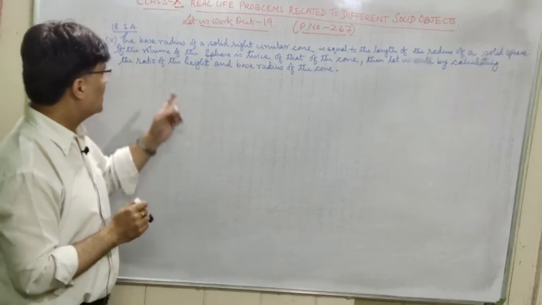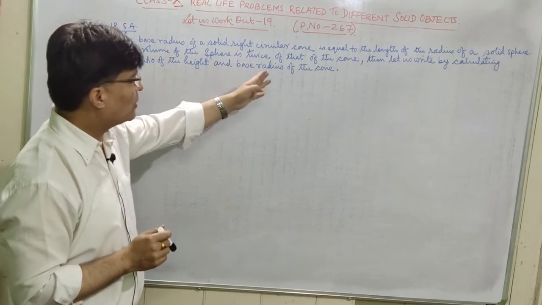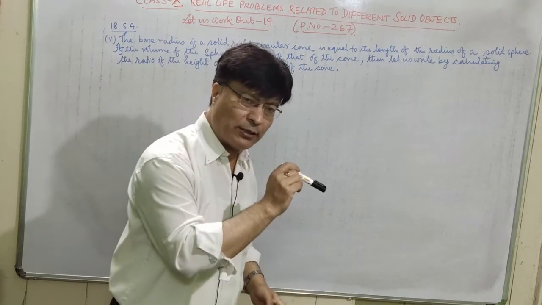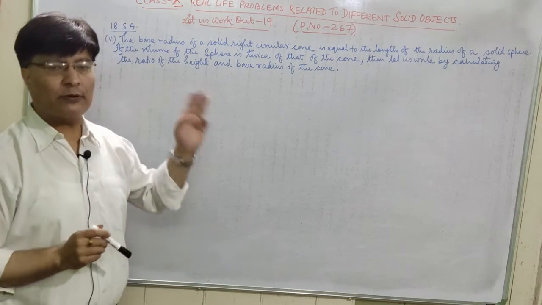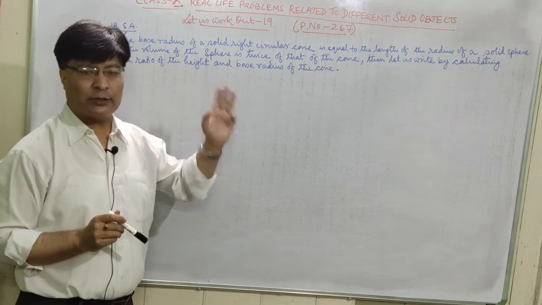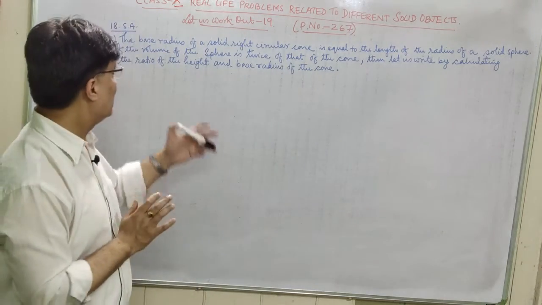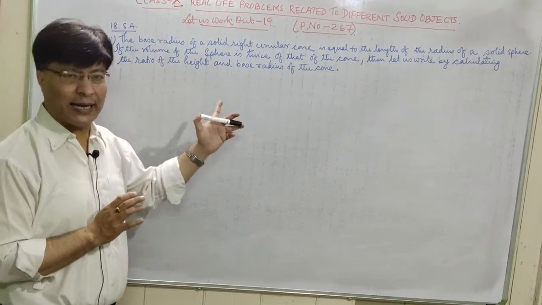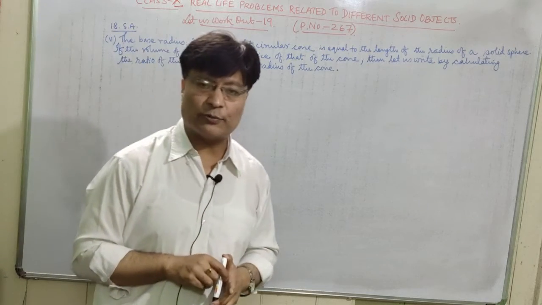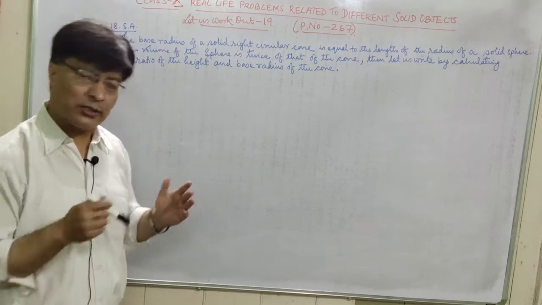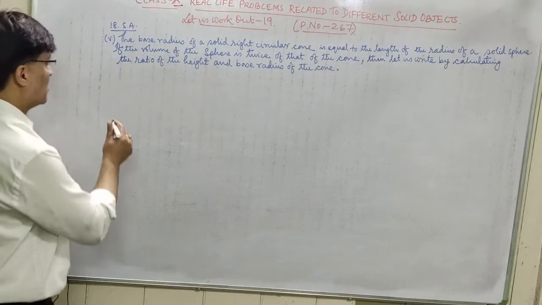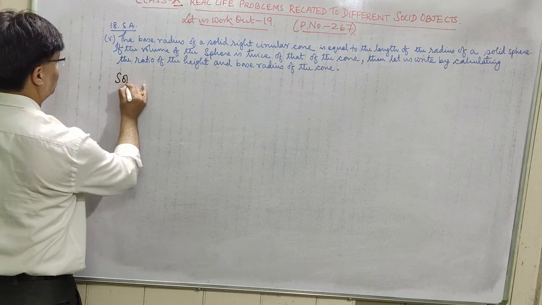And here it says the volume of the sphere is double that of the cone. That is, the volume of the sphere is twice that of the cone. So in this case you have to find out the ratio of the height and the base radius of the cone. Is that understood? So let us do this question now. So this is the solution now.